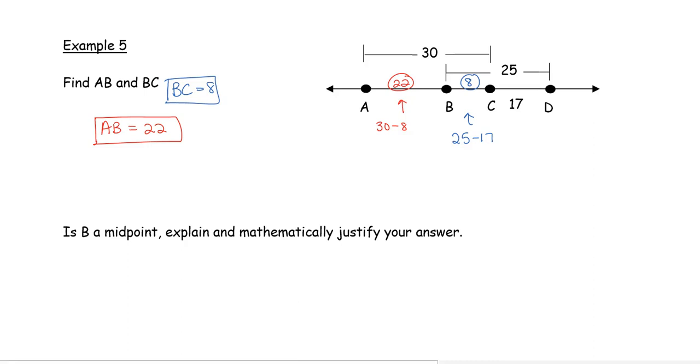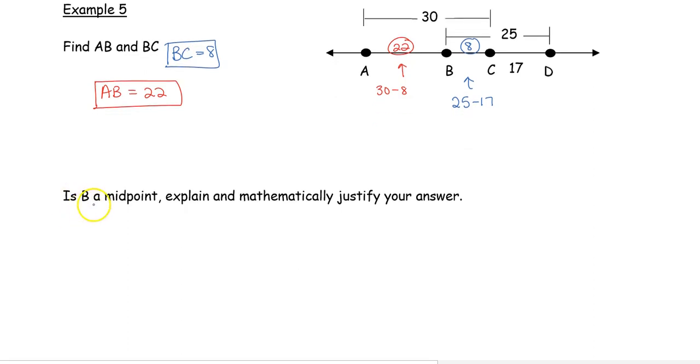And our last one, using example 5, that diagram, we want to know, is B a midpoint? When you're explaining, you want to think about what the question's asking you. The first thing that you want to do is answer the question. In this particular case, it's asking, is B a midpoint? So that's a yes or no question. It is or it's not. To determine this, if B was the midpoint, what would that do? B would cut it into 2 equal pieces.